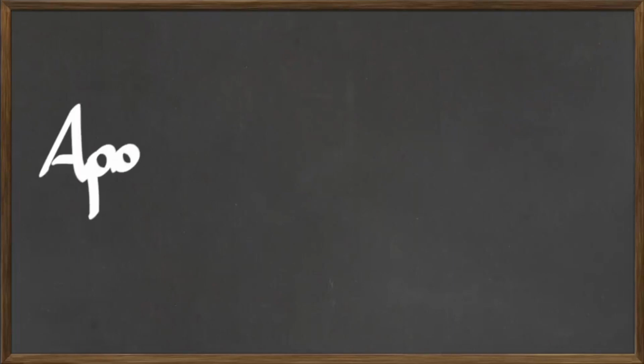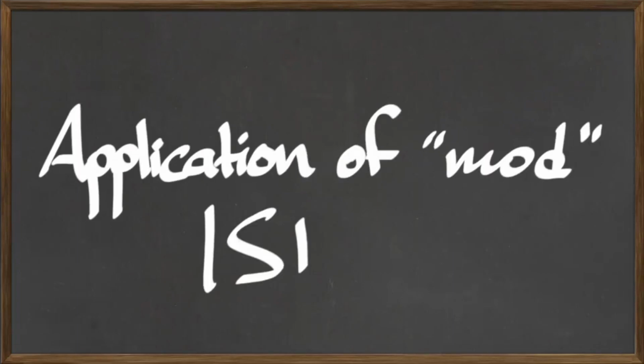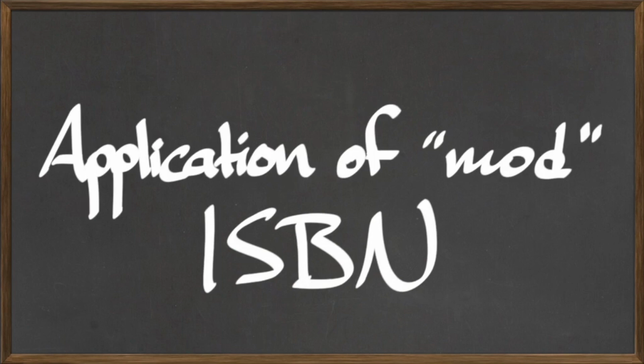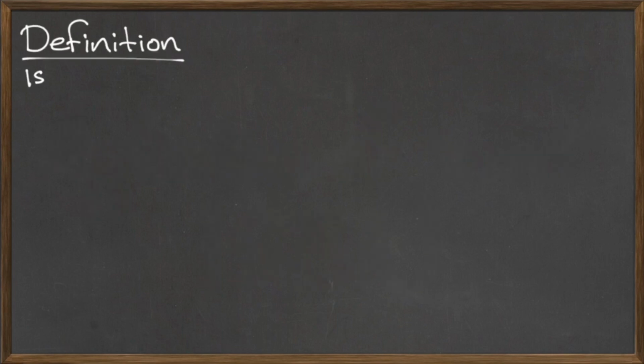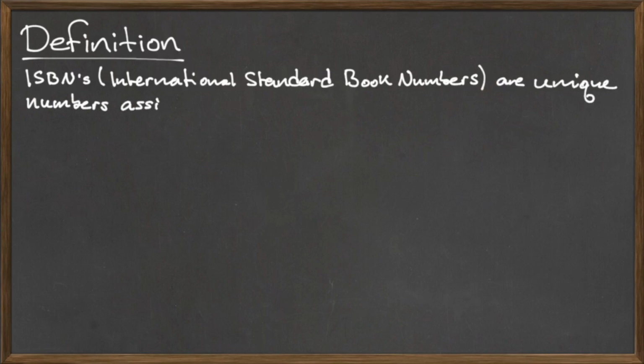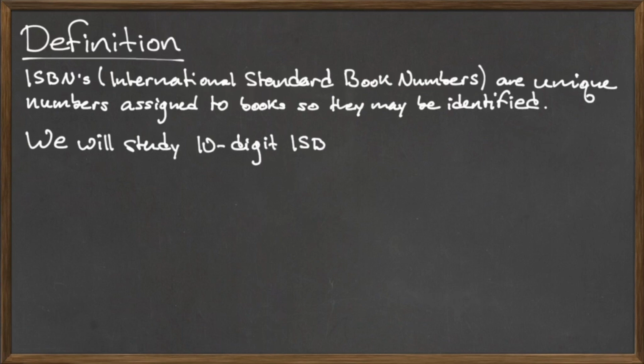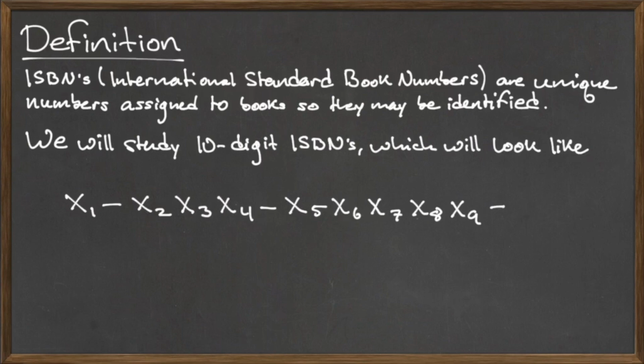In this video, we will apply what we've learned about mod to ISBNs. An ISBN is a unique number assigned to a book so that it can be easily identified. For our purposes, we will consider 10-digit ISBNs, which look like the following.